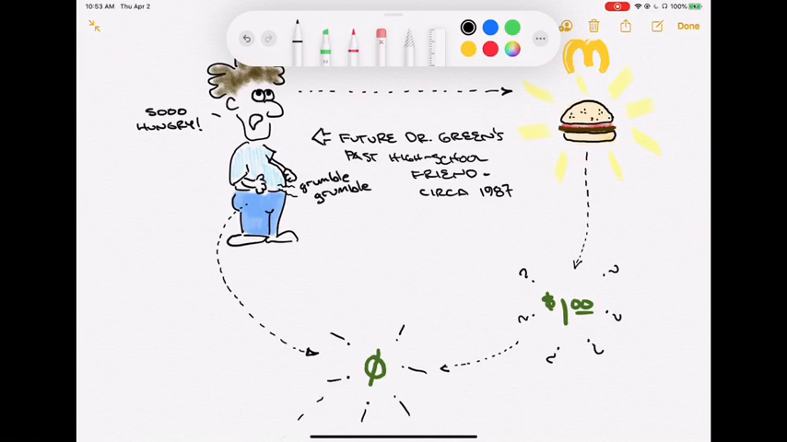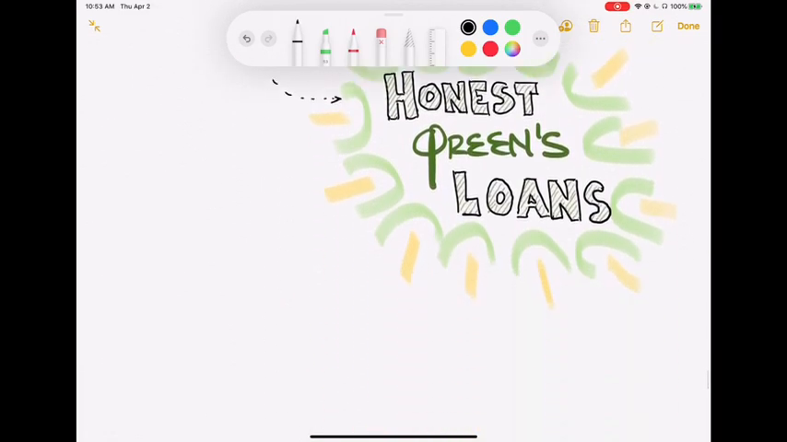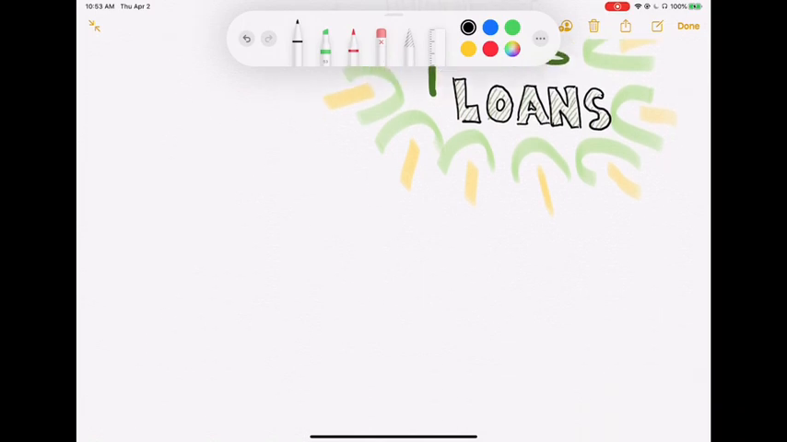So he looks over at me and says, "Would you lend me a buck?" I'm always willing to help. So, of course, Honest Greens loans came into play, and I happily loaned my friend a dollar. But I did it in my own particular way. So let's lay out the basics of these loans and see what you think about this deal.